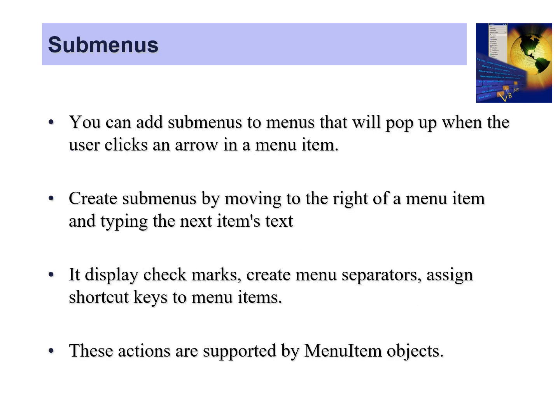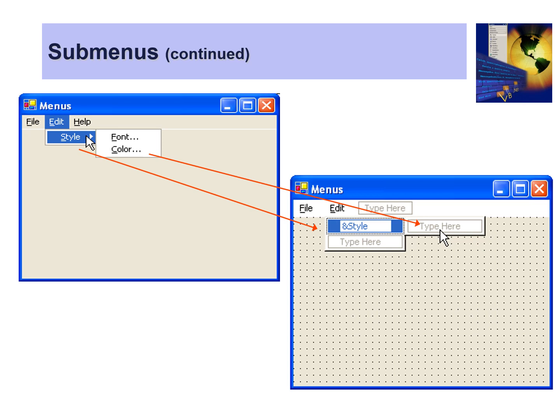Submenus are menus that pop up when the user clicks an arrow in the menu item. You can create submenus by moving to the right of the menu item and typing the next item's text. You can also add check marks, create menu separators, and assign shortcut keys to menu items. These actions are supported by the menu item. So this is a submenu. You can create as many submenus as you want this way.